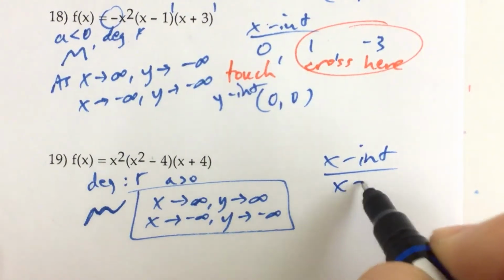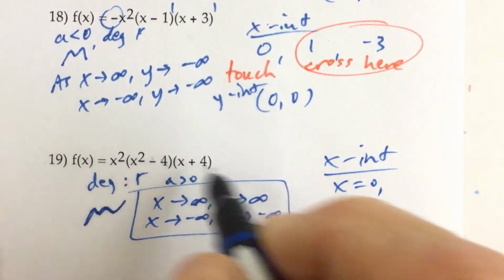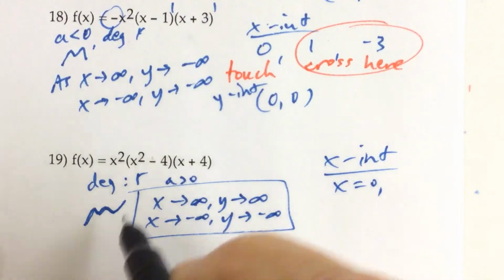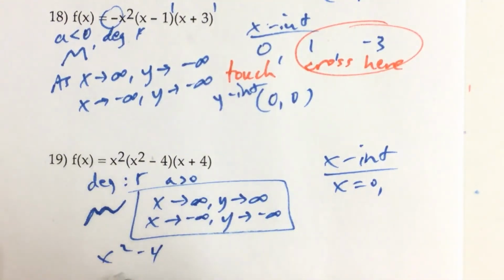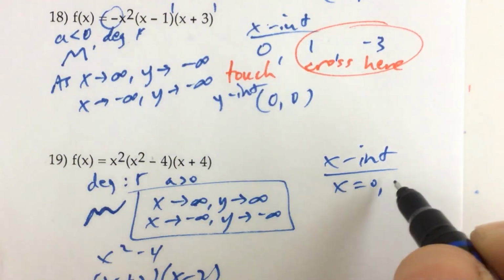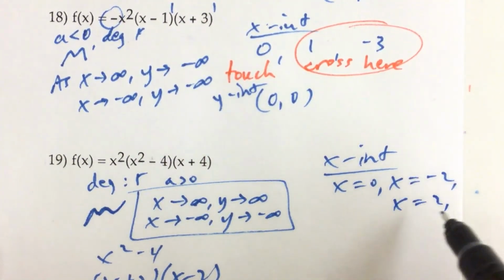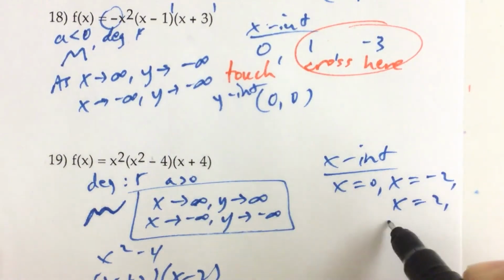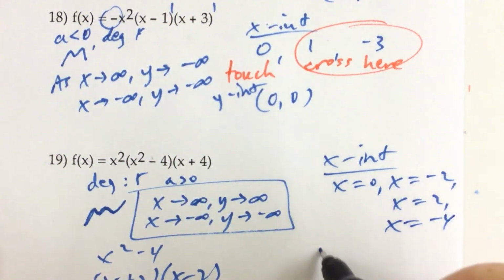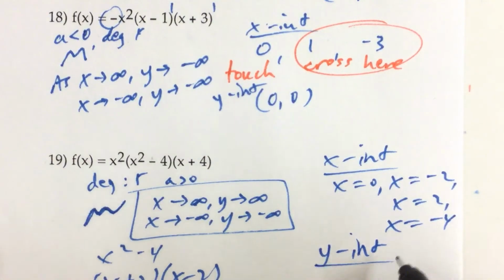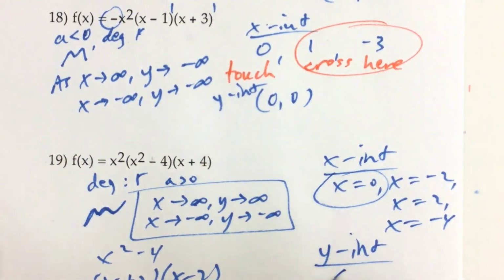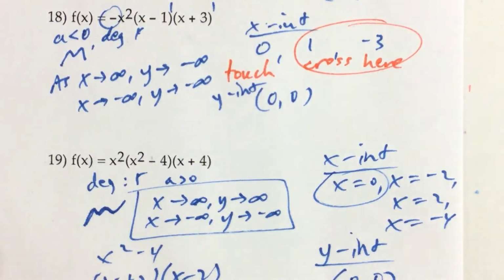Okay? And then the x-intercepts, we talked about that in the other video. X squared equals 0, so x equals 0. X squared minus 4 equals 0, and that would be where x squared minus 4 is x plus 2 times x minus 2, that means that x would equal both negative 2 as well as positive 2. And then when x plus 4 equals 0, we get x is equal to negative 4. And the y-intercept, again, if x is 0, y is 0, so we have 0, 0.